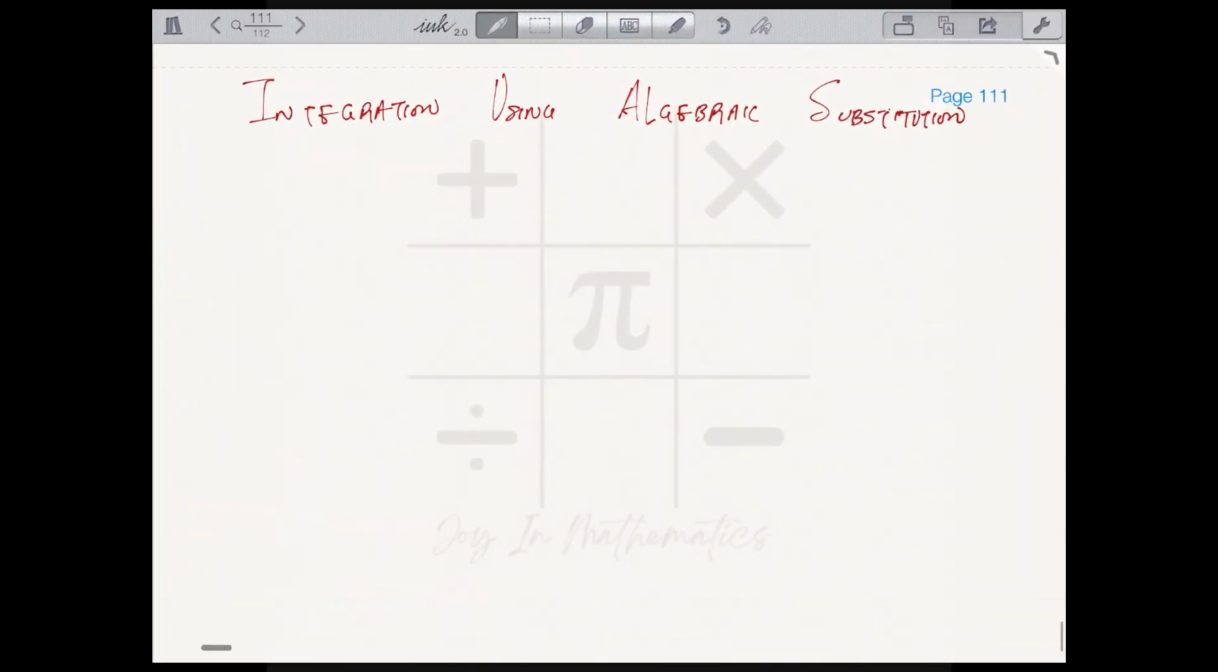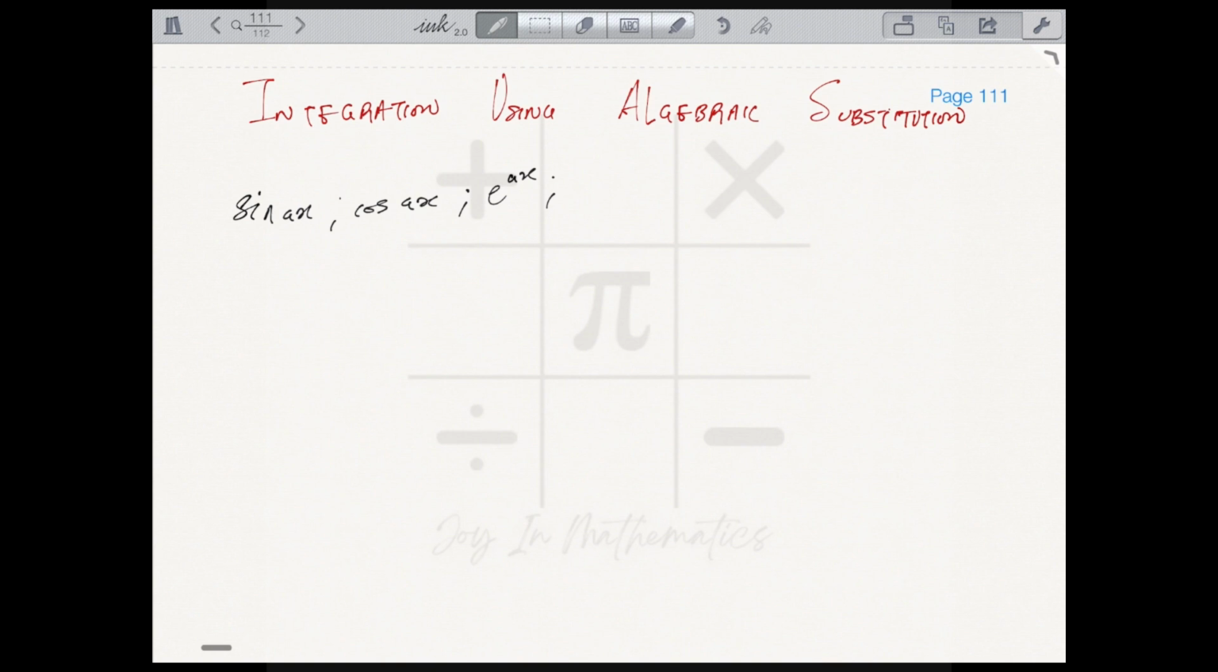Let's begin with integration using algebraic substitution. Before now, we have been integrating in standard format: sin ax, cos ax, exponential ax, and the likes. Now, what if the form they give us is not in this format?